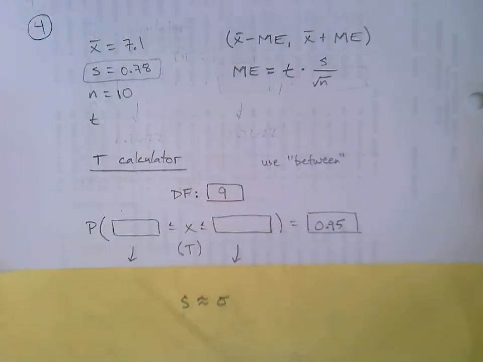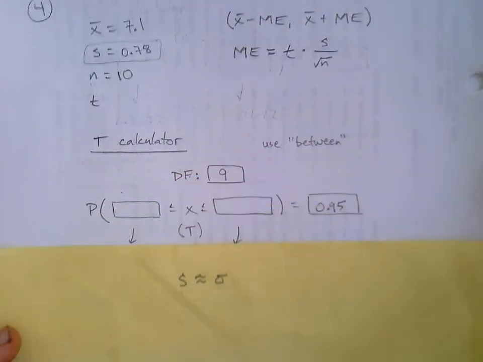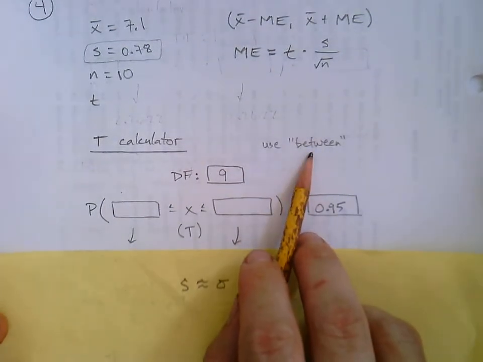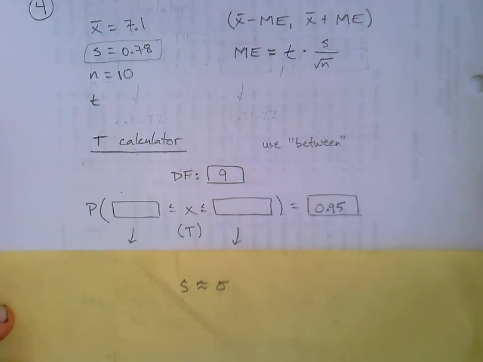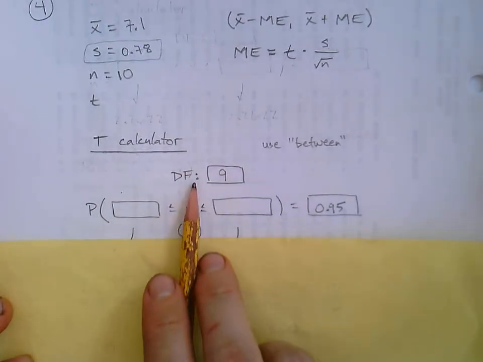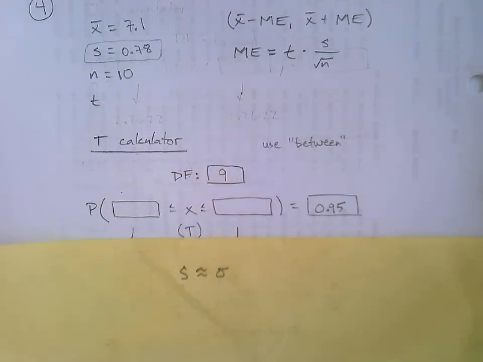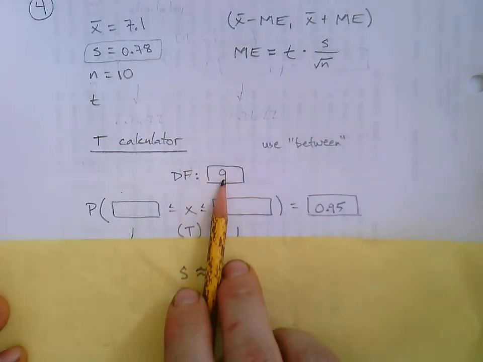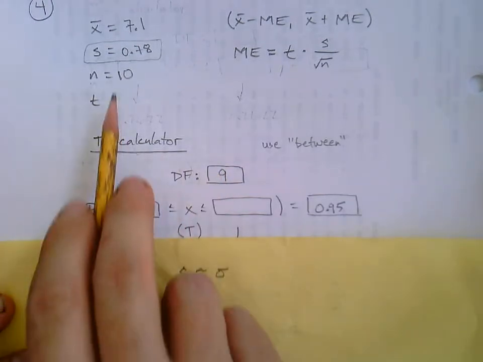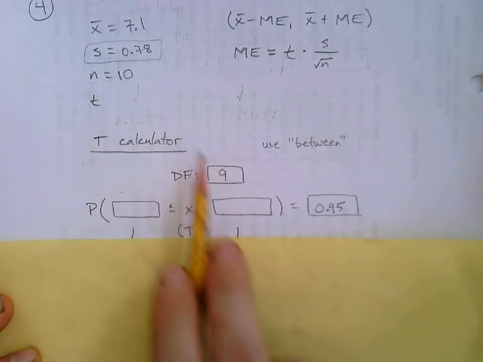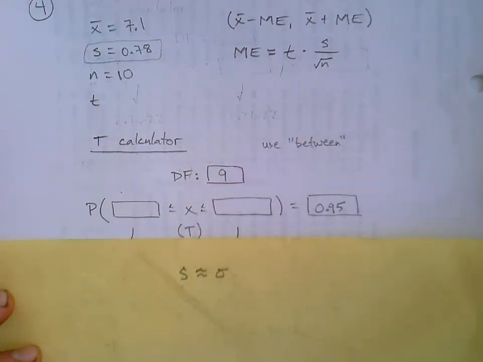So we're going to go into our t calculator. Be sure to use the between at the top, not the standard. And you'll notice we're going to have to fill in the degrees of freedom. I already have that written there. Why is the degrees of freedom here 9? Oh yeah, it's always 1 less than the sample size. So sample size is 10. That means our degrees of freedom is 9.